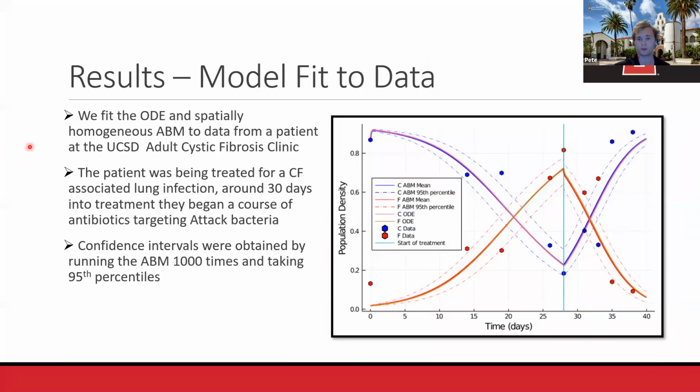In addition to this ODE model, we developed some agent-based models. On the right here, I have a figure of some data that we were able to fit our models to. This data is from a patient at the University of California, San Diego Adult Cystic Fibrosis Clinic, undergoing what's called an exacerbation event, which is where the attack bacteria are growing over time and causing more severe illness. This data is taken over a period of about 40 days. At the beginning of the time frame, the attack bacteria are slowly increasing, which is causing more severe illness. Then about 28 days in, the patient started receiving antibiotic treatments that started killing the attack bacteria.